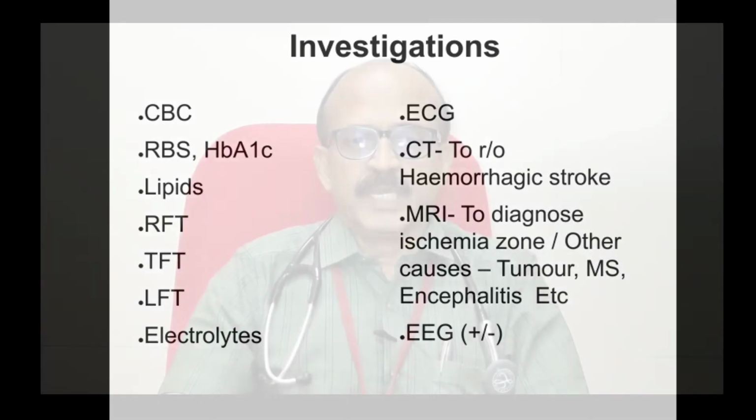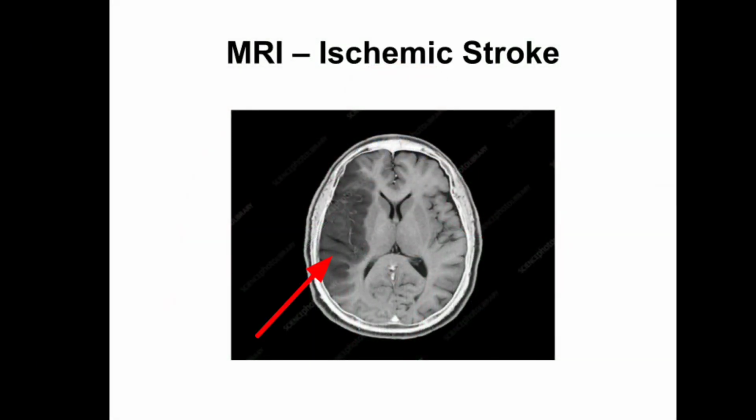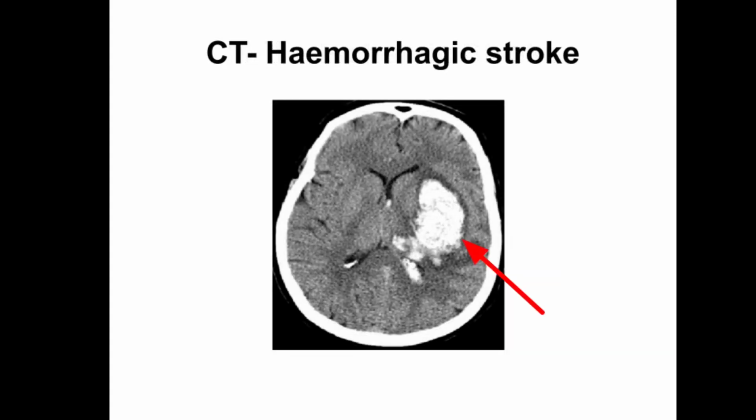See the MRI, ischemic stroke picture. You can see the lesion in an MRI stroke. See the CT, hyperdense lesion in the CT in a hemorrhagic stroke.